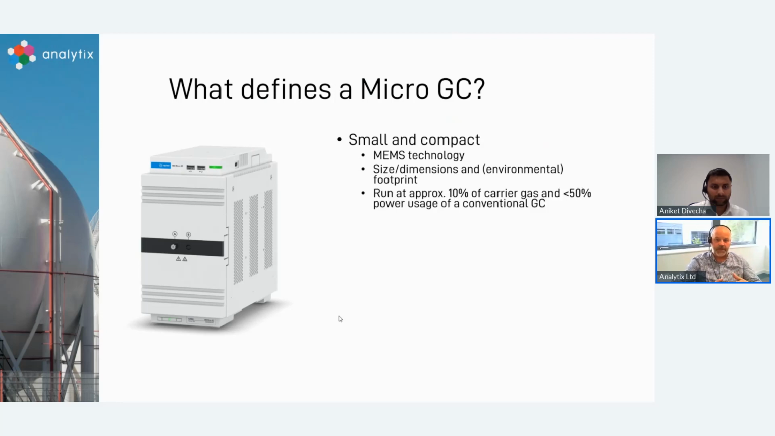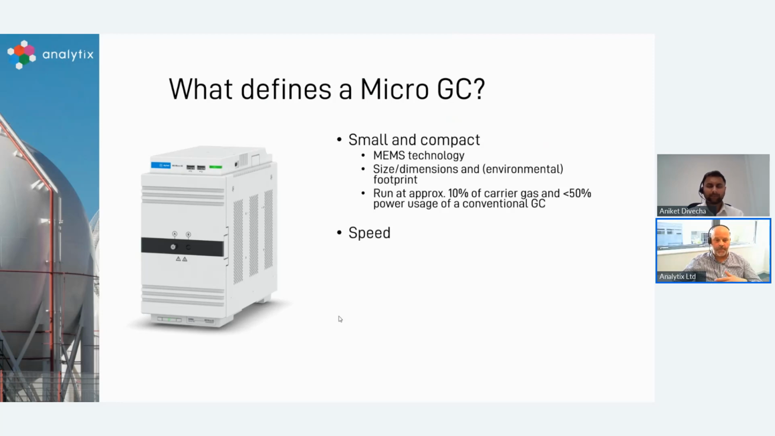So compared to conventional benchtop GCs, we are using approximately 10% of the carrier gas that you typically would, and also much less than 50% power usage, mainly due to the size of the ovens and what we need to power the system with. So as the name anticipates, Micro GC means it is a very, very small GC.